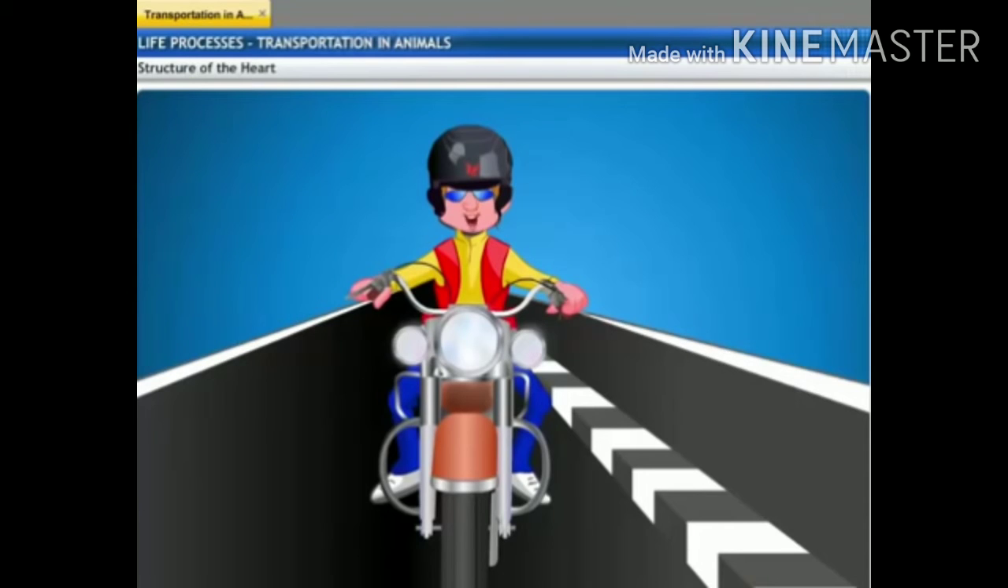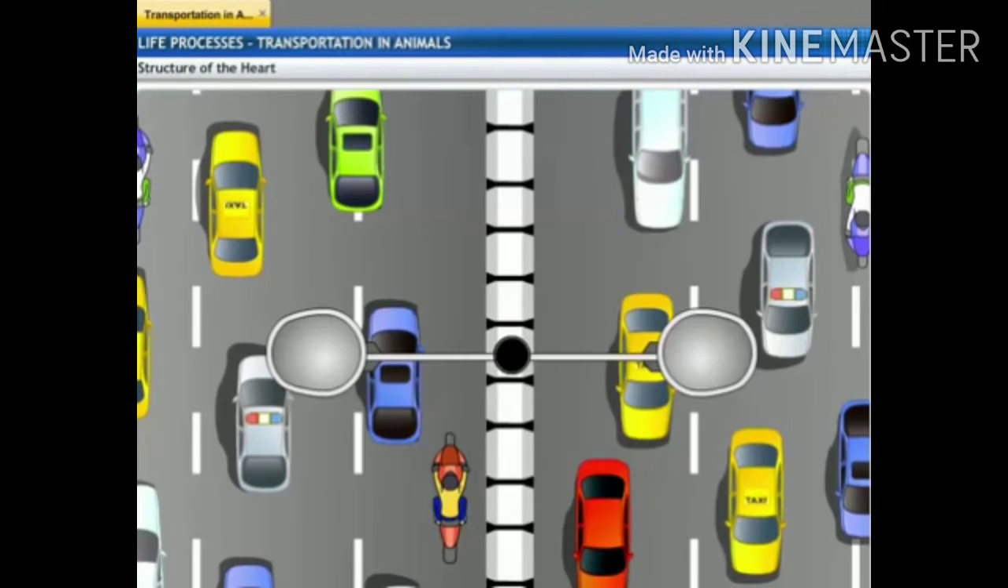These white lines on the road are called dividers. They are used to separate incoming traffic from outgoing traffic.